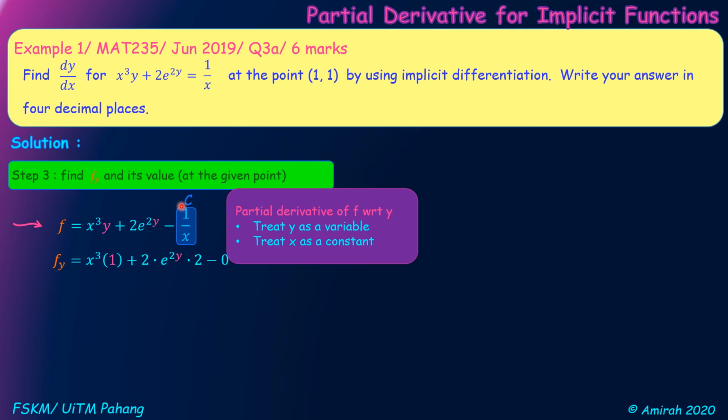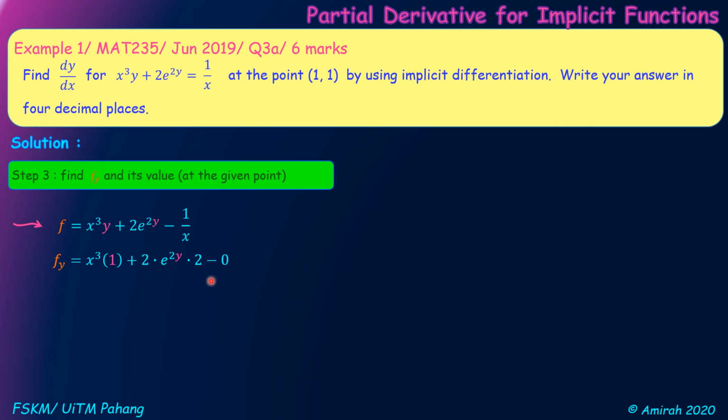And after that, 1 over x here equals a constant because we treat x as a constant. That means 1 over constant equals a constant. So when we differentiate a constant, it equals 0. 1 over x here, we do not need to change into the form of x to the power of -1 because it's still a constant. So we'll just leave it as 1 over x here. When we differentiate a constant, it equals 0. That's why we get this.